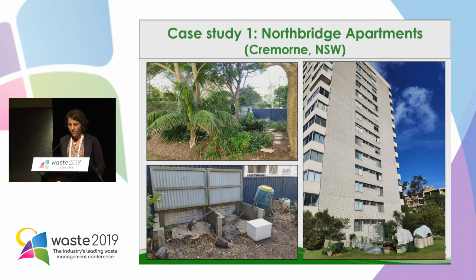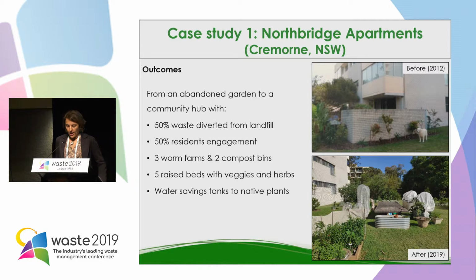But most of all, it has been transformed from an abandoned garden to a community hub where the residents finally meet, have a drink, have an afternoon tea, or even celebrate their kids' birthdays. In terms of results, 50% of waste has been diverted from landfill in the past 7 years since they started their project. There has been 50% residents' engagement, which is a good result, and even water savings, thanks to replacing some non-native plants with native plants.